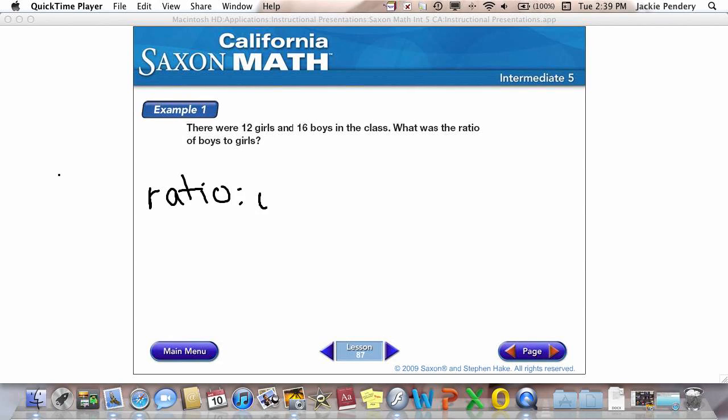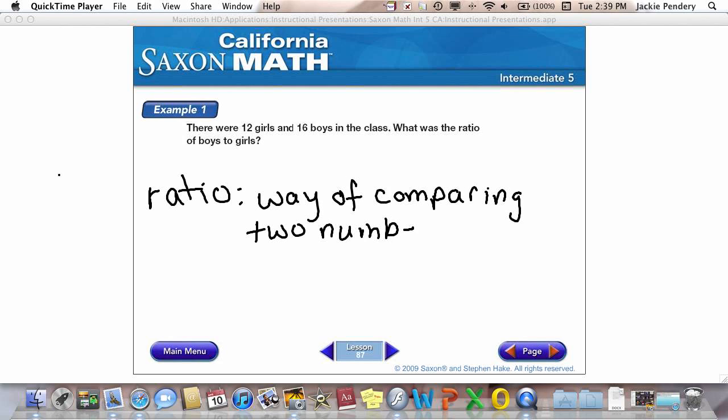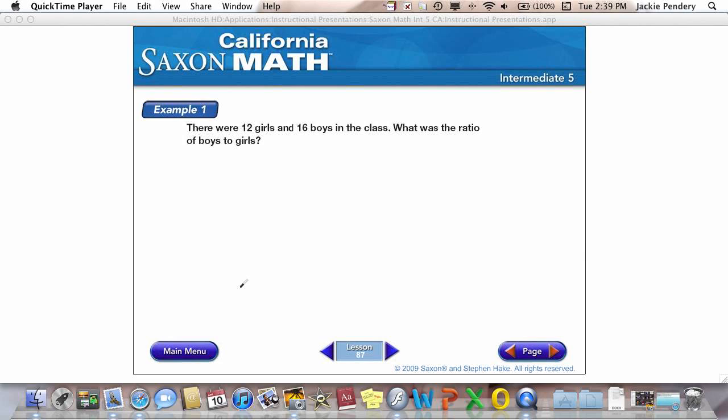Okay, today we're going to be talking about Lesson 87, Comparing Data. So what's currently being written across your screen is what we're going to talk about today, which is a ratio. Okay, and I'd like you to write this down. A ratio is a way of comparing two numbers by using division. Okay, it's a way of being able to understand a relationship between two numbers. So once you have this written down, let's look at example number 1.